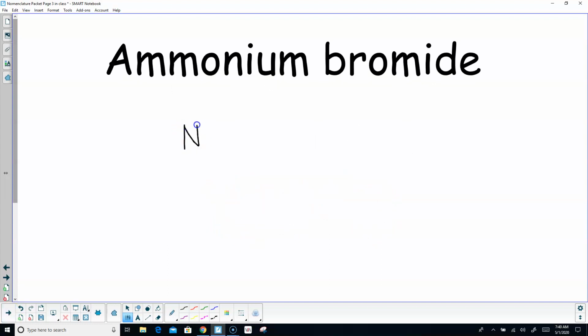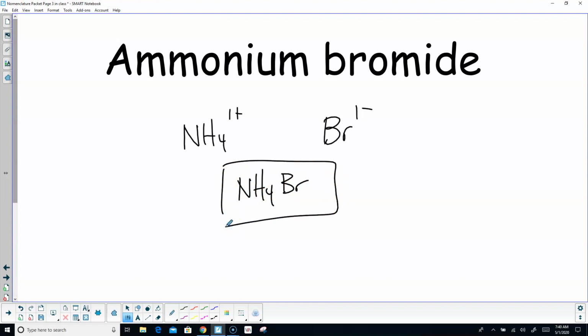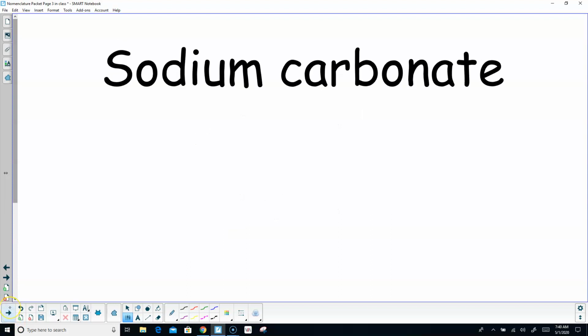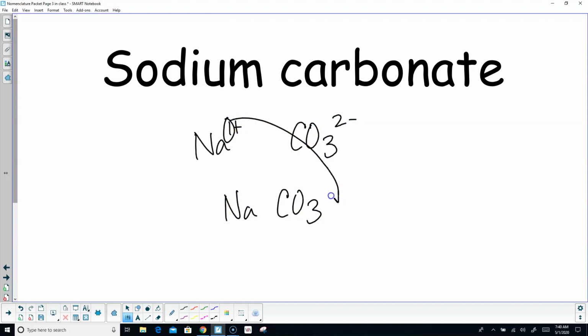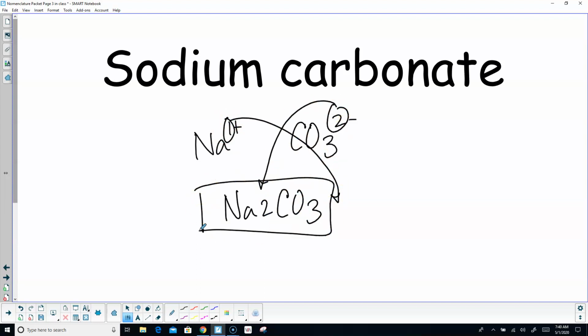Ammonium bromide. So we have ammonium, which is the polyatomic cation, NH4 with a 1+. Bromide is always 1-. Equal and opposite cancel. NH4Br. The 4 stays with ammonium. Sodium carbonate. Sodium is always 1+. Carbonate is CO3 and it has a 2- charge. I write my metal. I write my nonmetal. 1 goes here, so you do nothing. The 2 comes here. Na2CO3 is sodium carbonate.